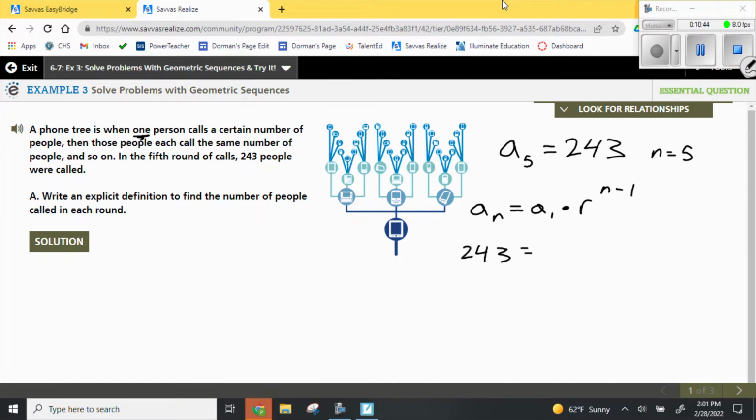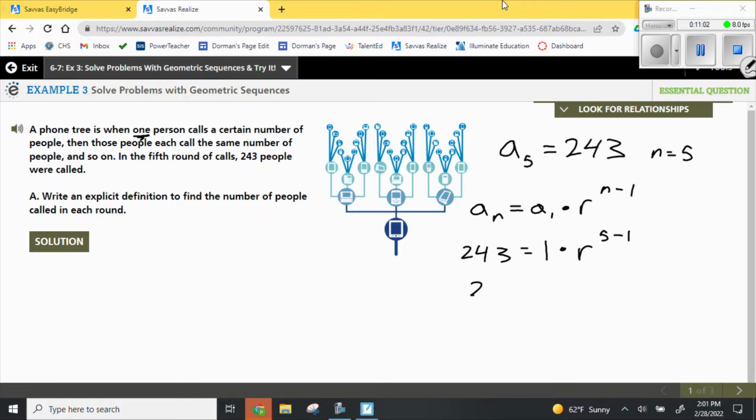We have a formula that tells us that a sub n is equal to a sub 1 times r to the n minus 1. Well, we know that it starts with one person. So what this says is that n is equal to 5. So a sub 5, 243, is equal to a sub 1. All we said is 1 because we're starting with one person. And we don't know what r is. I'd like to know what r is. We do know that n is 5. So we're going to substitute all that in here, and we're going to solve this thing for r.